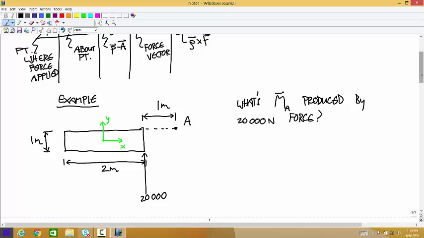Well, using the definition that the moment is equal to rho cross F, the rho vector goes from, so this is the point P. That's where the force is applied. The rho vector goes from A to P, so this is the rho vector. You calculate that vector and take the cross product.